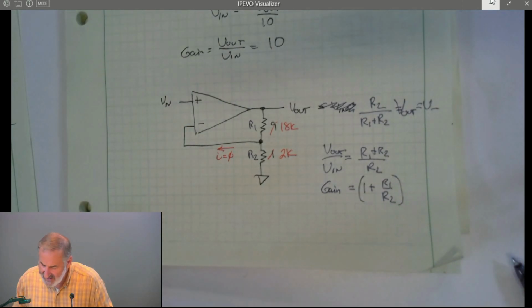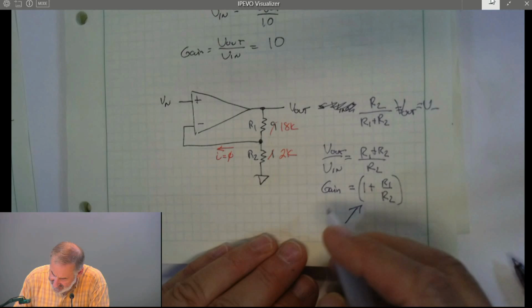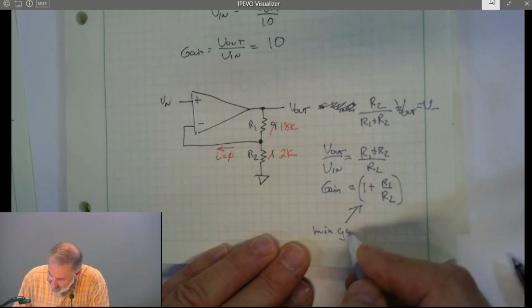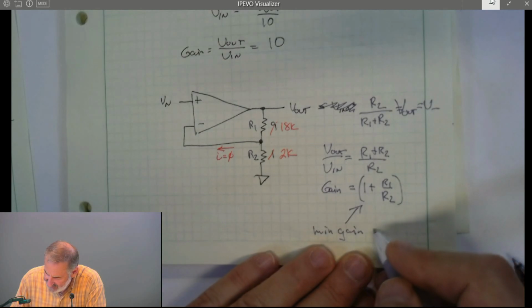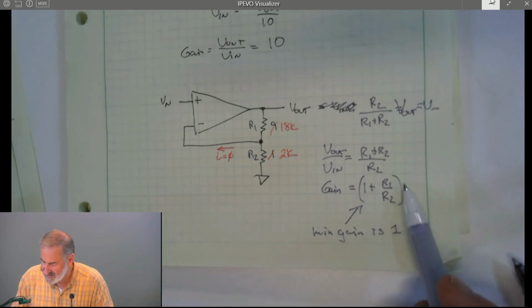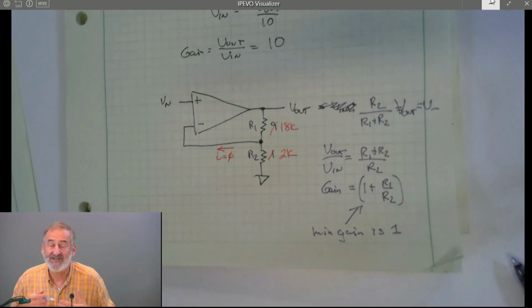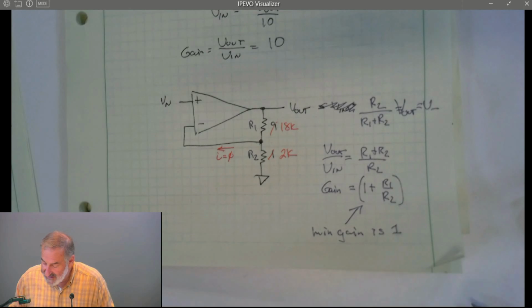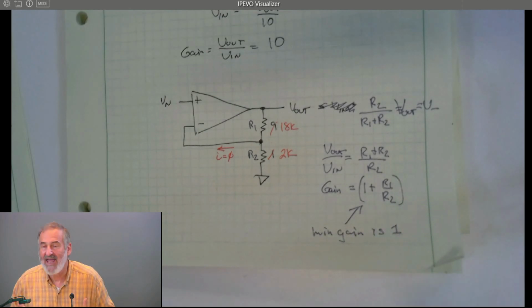This is pretty common. The important thing to notice about this is that the minimum gain we can get out of this non-inverting circuit is 1. And that's when R2 is infinity or R1 is 0. And of course, when R1 is 0, that's just the buffer we showed you in the previous circuit. Notice that we can get any gain we want between 1 and a very large number. Now, you can't get any gain you want.